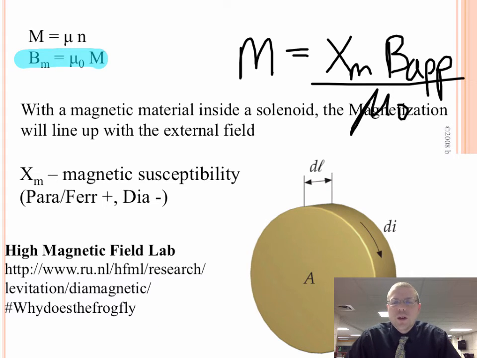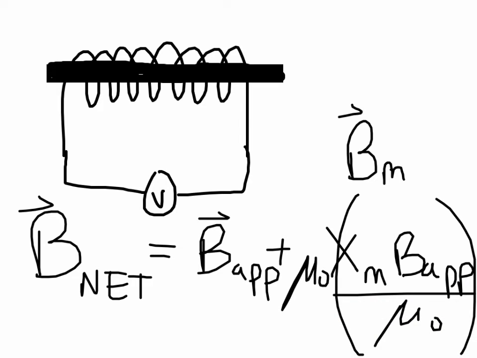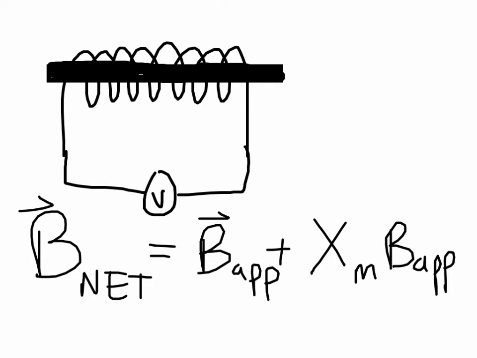So I'm going to use what we have here for the magnetization and put that into our equation for the solenoid. So this is the magnetic field of the magnetized material. Remember, it's mu 0 times the magnetization of the material. What's going to happen here is I get rid of my mu 0, and we get this. The net magnetic field is the applied magnetic field plus the susceptibility times the applied magnetic field.